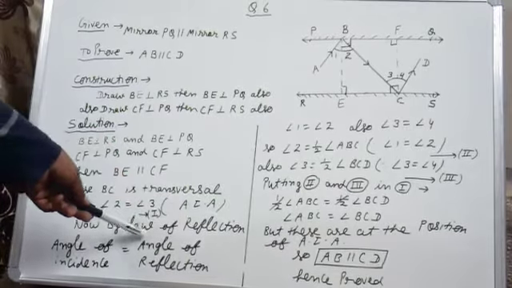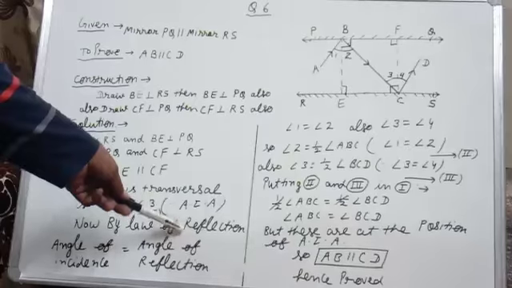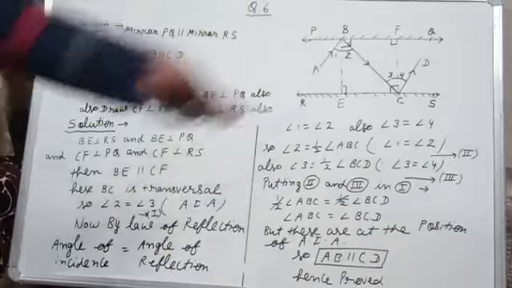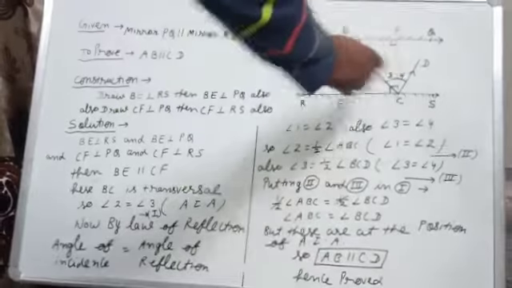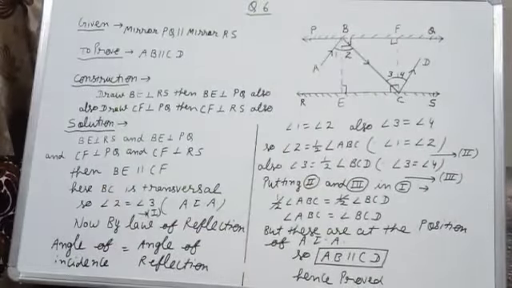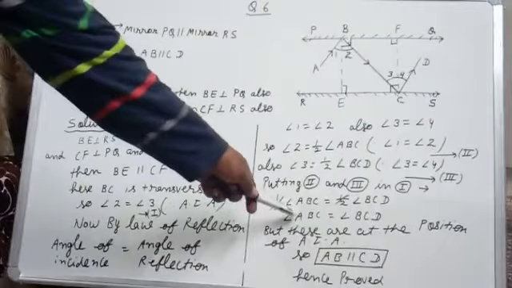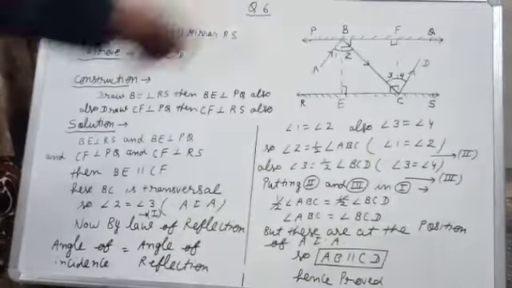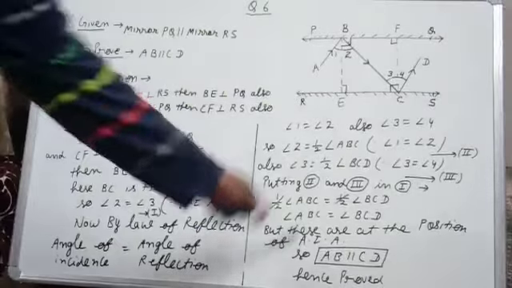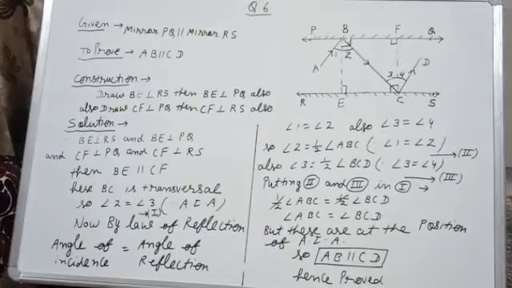Again, you can see in this question, up to here we used alternate interior angle, that is, a result of mathematics. Then we used a result of science, the law of reflection: 1 and 2 equal, 3 and 4 equal. Then angle 2 is half of ABC, and angle 3 is half of BCD. Second and third we just put in equation number 1. The halves cancel out and we are left with ABC equal to BCD. But these are at the position of alternate interior angles, so AB and CD are parallel.